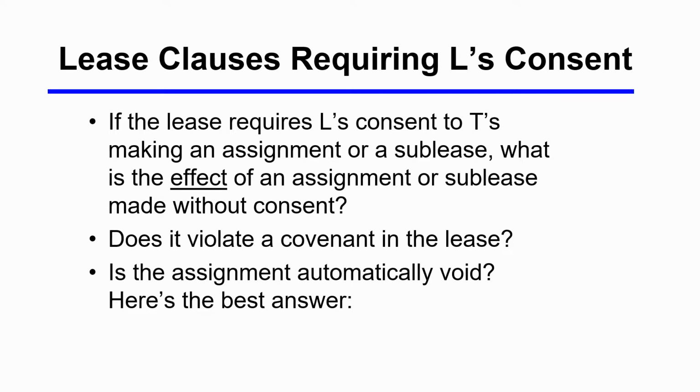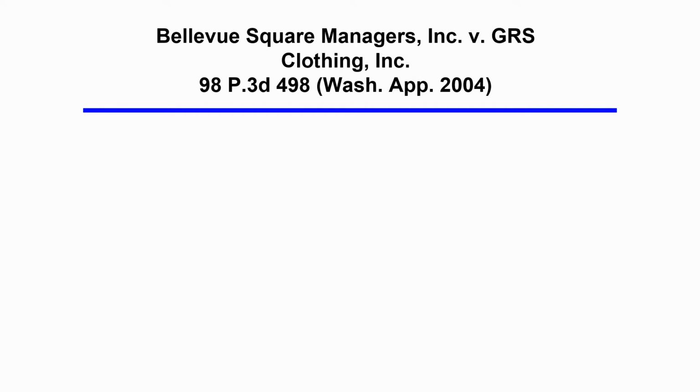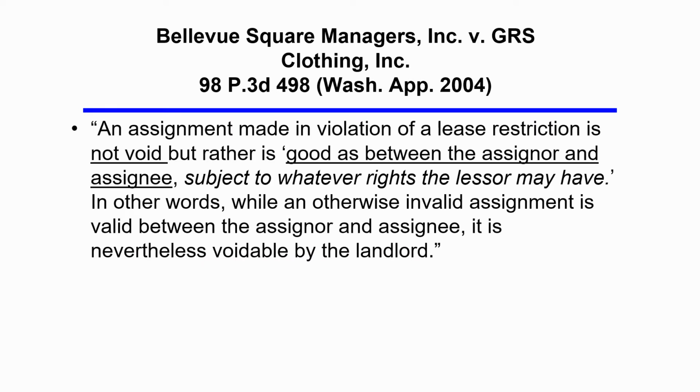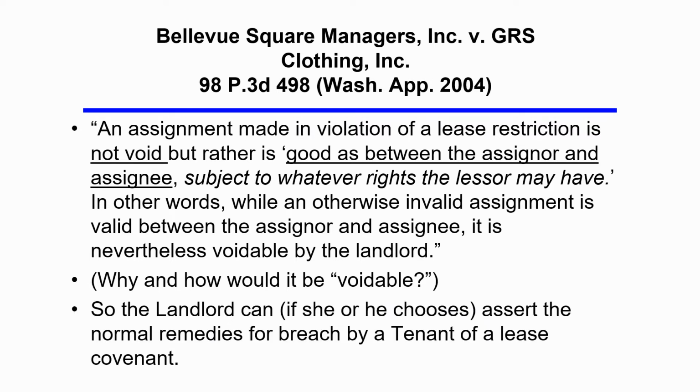In fact, here's an answer from a court in Washington that constitutes really the best analysis of this situation. In Bellevue Square Managers, the court said the following: an assignment made in violation of a lease restriction is not void, but rather is good between the assignor and the assignee, subject to whatever rights the lessor may have. In other words, while an otherwise invalid assignment is valid between the assignor and the assignee, it is nevertheless voidable by the landlord. Now, why and how would it be voidable? Well, the answer is the landlord will recognize when he finds out about the assignment or sublease that was given without his consent, he'll recognize that it breaches the lease. So the landlord can assert the normal remedies for breach of the lease by a tenant of a lease covenant.